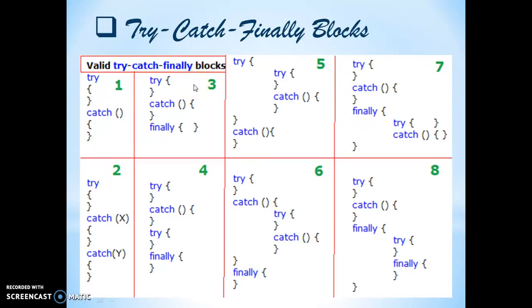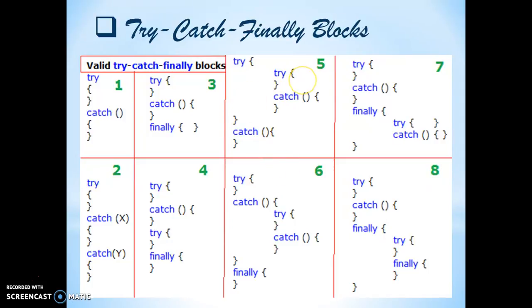Try, catch and finally block. First is the try-catch block: only one try and one catch block. Second is a try and multiple catch blocks. Third is a try-catch block with a finally block. Fourth is a try and finally block. Fifth is a nested try-catch block in the try block.